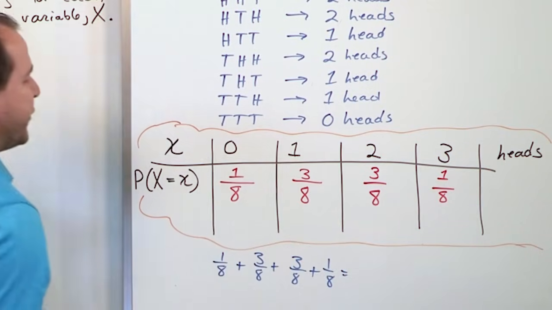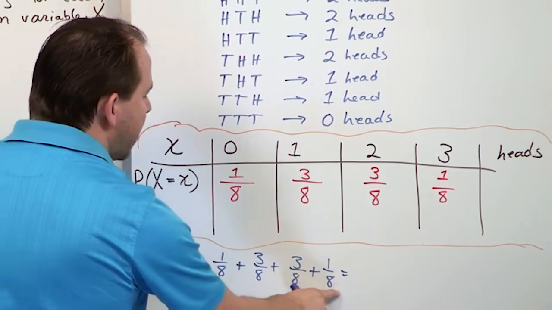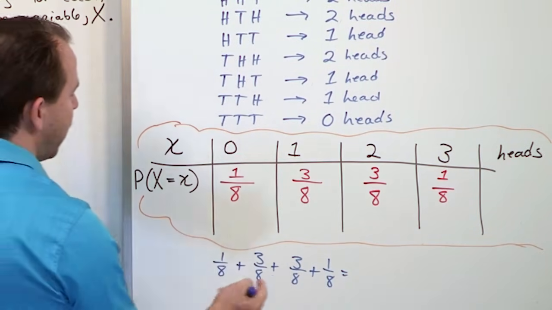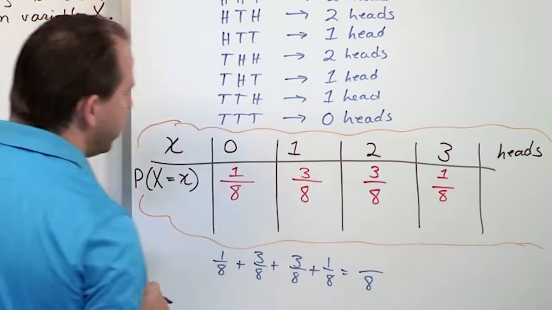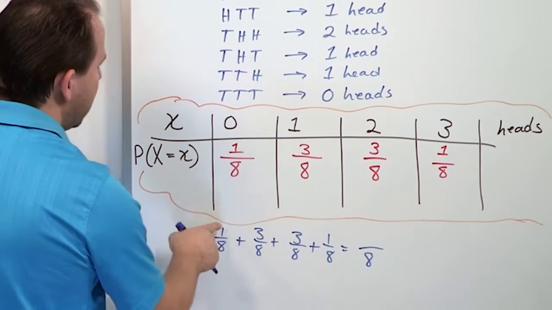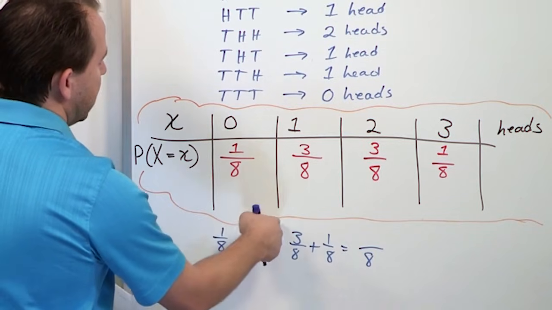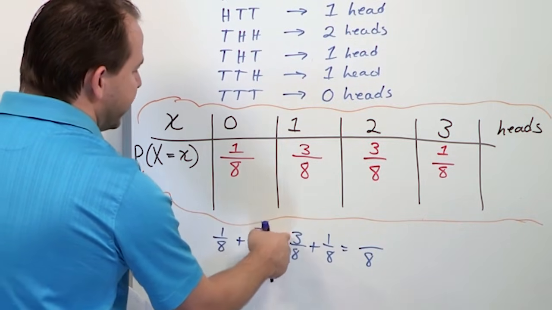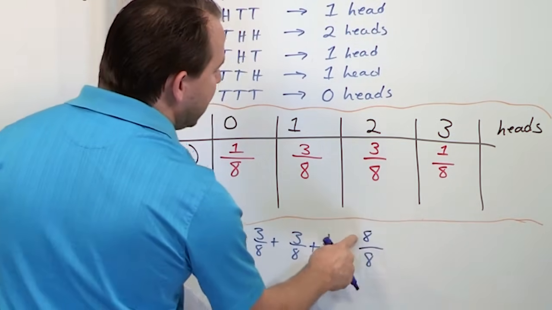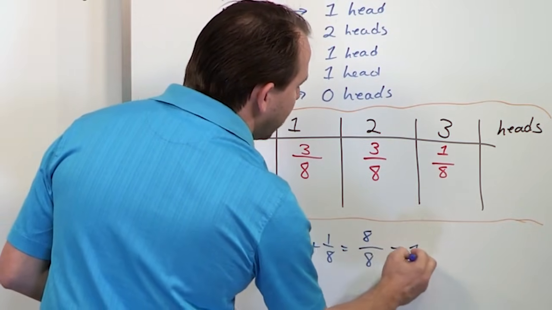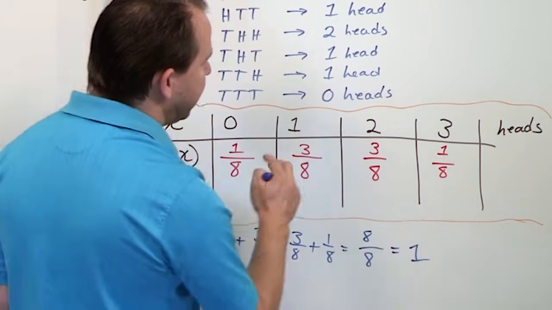Well, you have to bust out your fraction math. Notice that all of the denominators are 8, so that's convenient. So all we do is we put an 8 on the bottom, and we add fractions if the denominator is the same. 1 plus 3 is 4. 4 plus 3 is 7. 7 plus 1 is 8. So we get 8 over 8, and that equals 1. When we do fractions, 8 divided by 8 gives you 1.